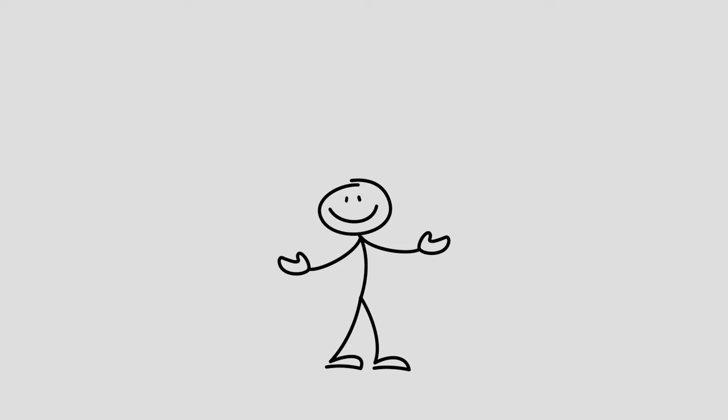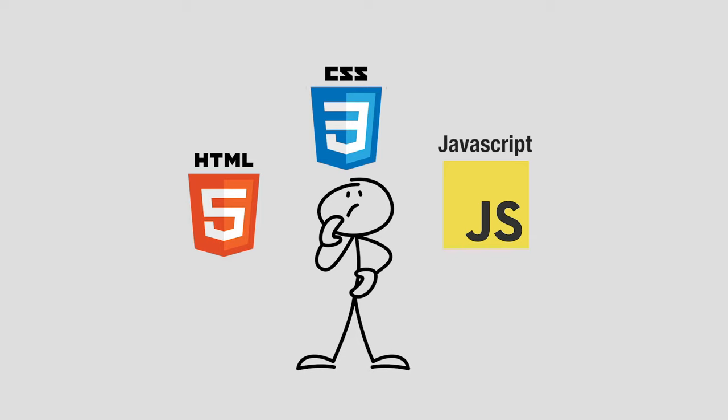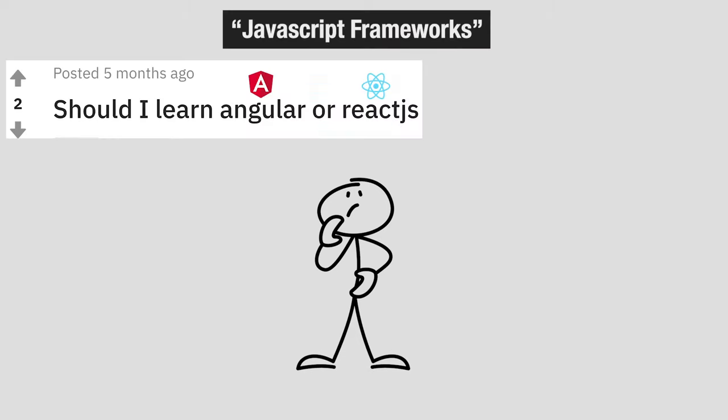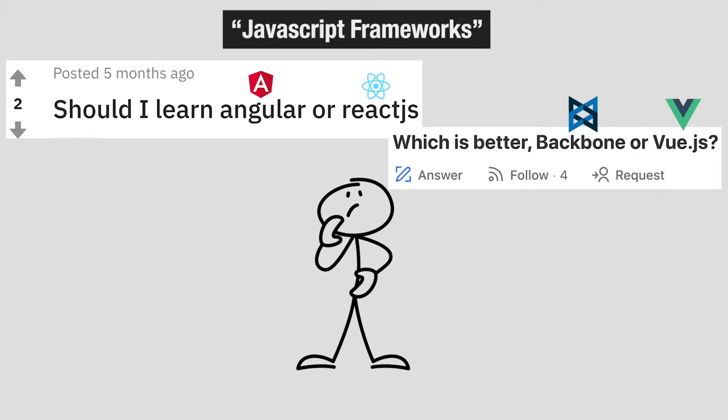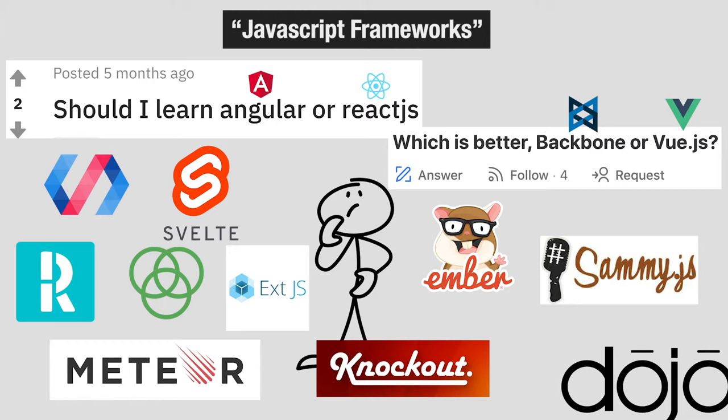So you want to become a web developer and you start learning HTML, CSS, and JavaScript. But then you start hearing about these JavaScript frameworks. Should I learn Angular or React.js? Or maybe Backbone or Vue.js or Ember or Knockout, Meteor, Mithril, Riot, Polymer, Svelte, etc. So what are JavaScript frameworks and why are there so many of them?